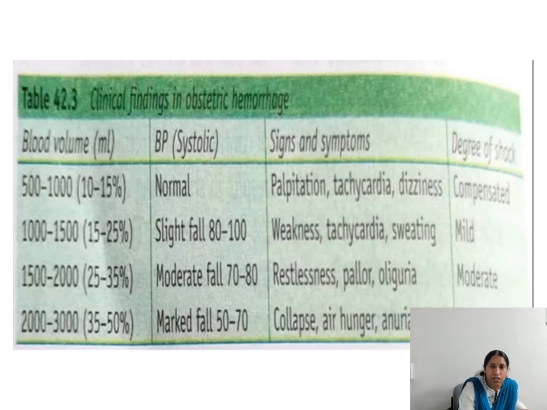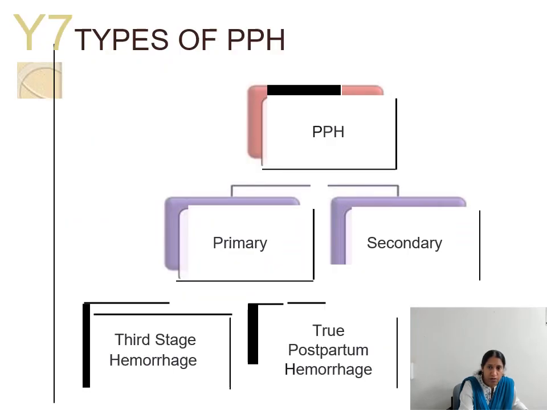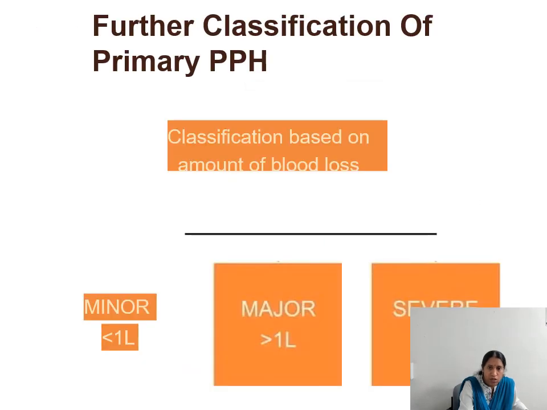So, clinical findings in obstetric hemorrhage are very important, both symptoms and the signs on examination, and also the degree of shock. So, the amount of blood loss: vaginal delivery 500 ml, cesarean section 1000 ml, cesarean hysterectomy 2000 ml. Types of PPH are primary and secondary. One is third stage and true PPH. If the classification is based upon the amount of blood loss, whether it is minor, major or severe: minor less than 1 liter, major more than 1 liter, severe more than 2 liters.